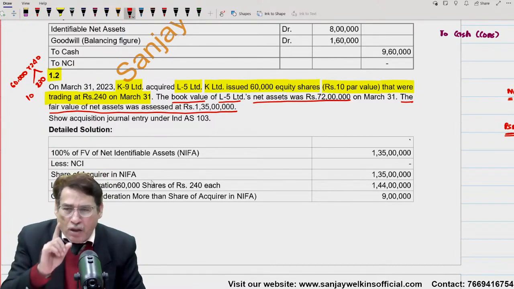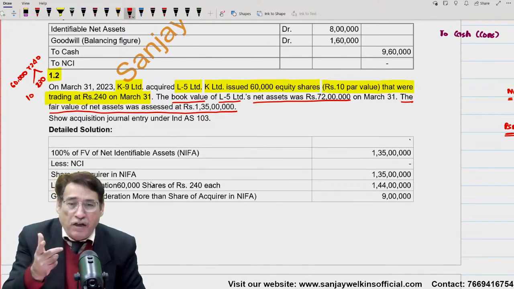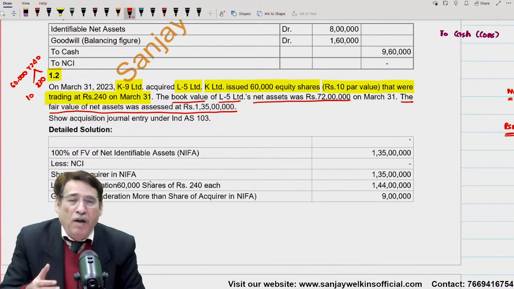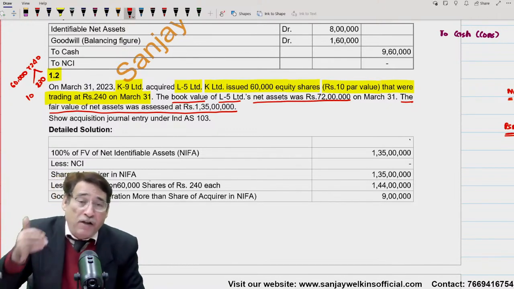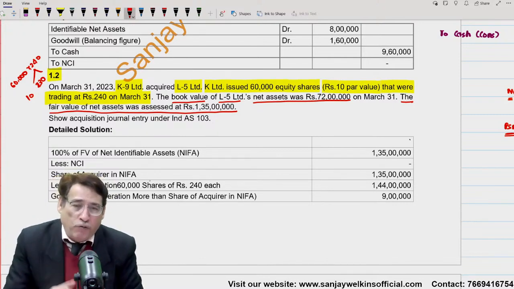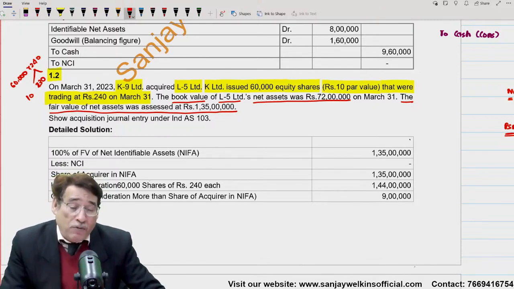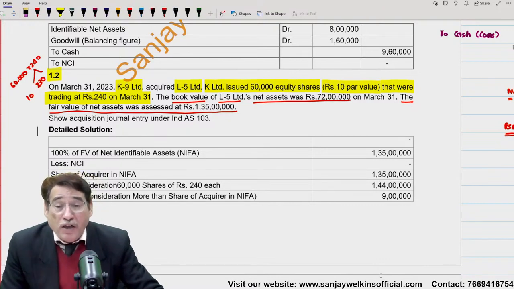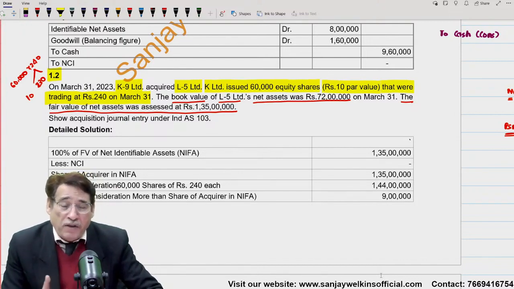Now quickly, without looking at this solution, within a flick of a second, let me see who gives me the answer. Now please tell me, what is the stake of the acquirer company in the acquiree company in this question? In the last question, it was given that we acquired 100% control. Now, I would love you to give me the answer. What is the proportion of our interest in the acquiree entity? 80%, 90%, 70%.